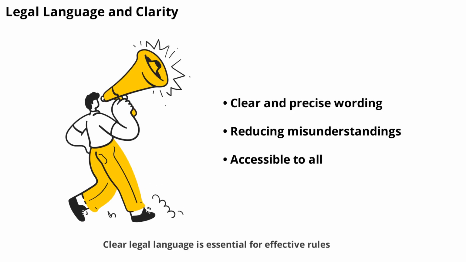Clear legal language is essential for effective rules. Ambiguous or confusing wording can lead to misunderstandings and disputes. Governments strive to write rules that are precise, understandable, and accessible to everyone, reducing the risk of misinterpretation.